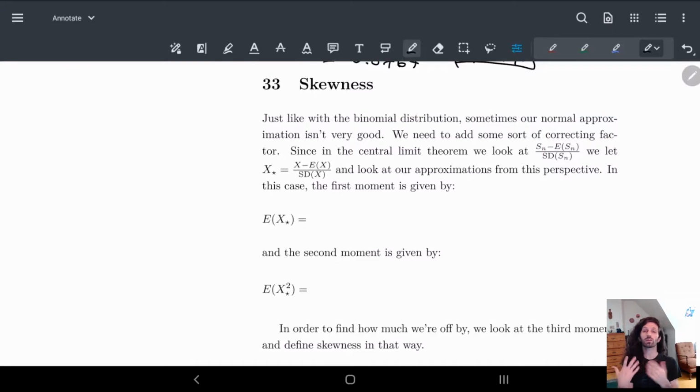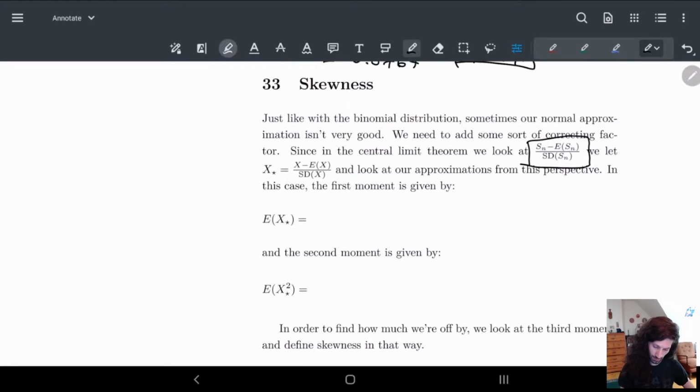So even though we can approximate our functions with a normal approximation, it's still going to be sometimes skewed. And we're going to look at where this skew factor comes from and why things fall into place. The first thing we're going to look at is, since in the central limit theorem, we're always looking at this kind of formula, right?